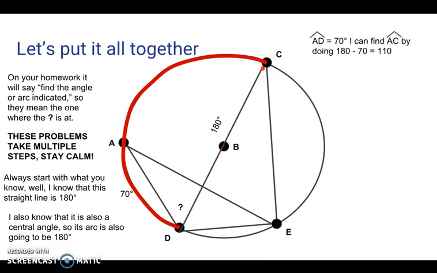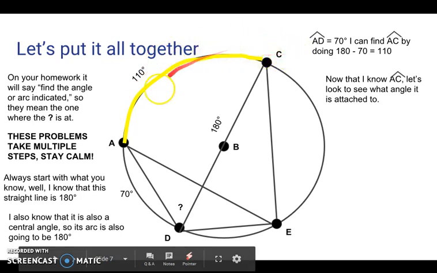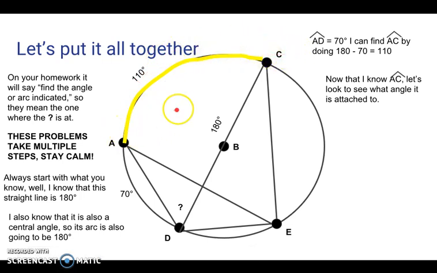So let's see if I can figure out, oh hey, I know this arc right here because I gave you that this was 70 degrees. So I know that whatever AC is here plus 70 degrees makes up 180. So if I just do 180 minus this 70, I can see that right here is 110 degrees. All right, so now I'm going to say, what angles are attached to this arc so that there's more angles I can figure out?